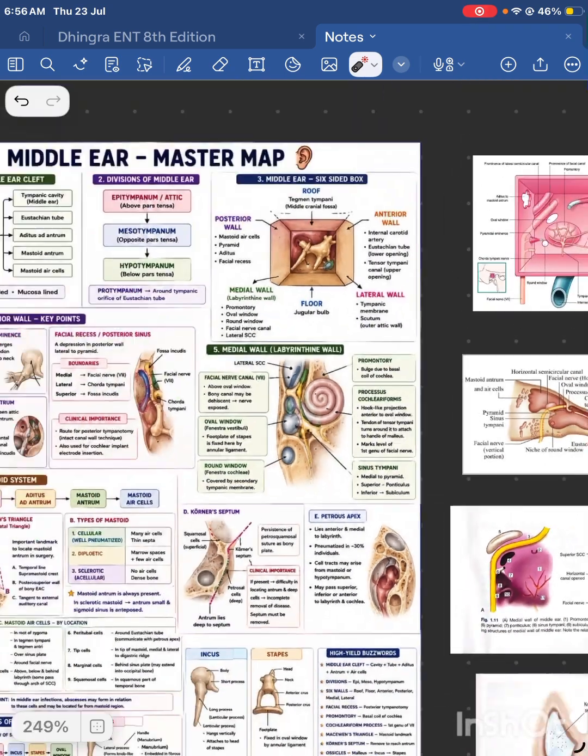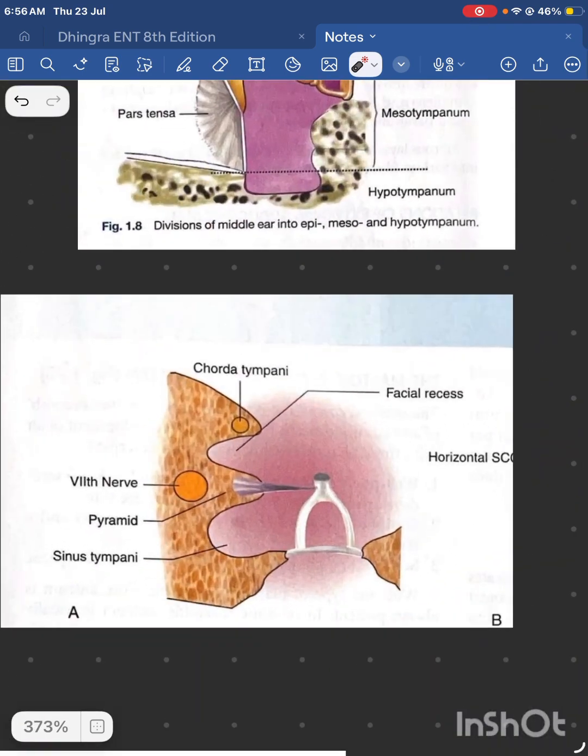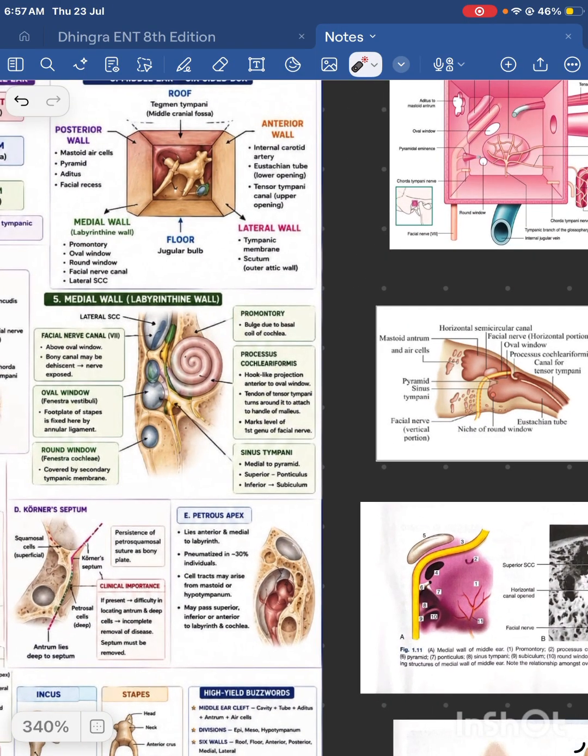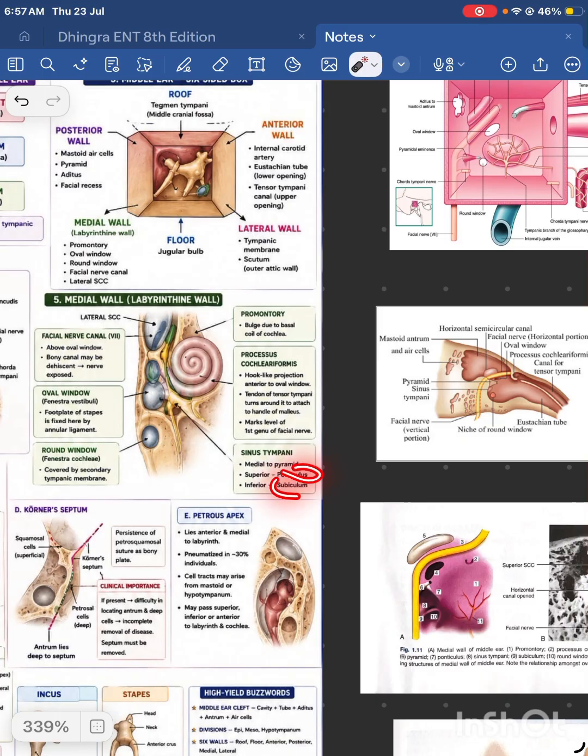The sinus tympani. If you see this diagram again, the sinus tympani is this. Medially we find the pyramid. This is the sinus tympani. Superiorly we find the ponticulus and inferiorly we find the subiculum.